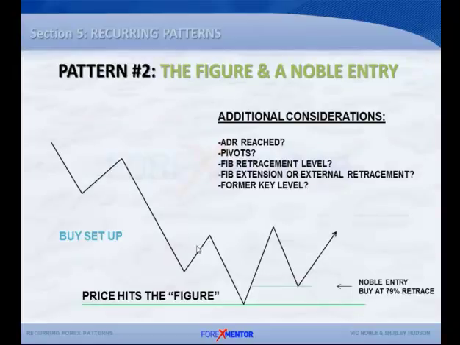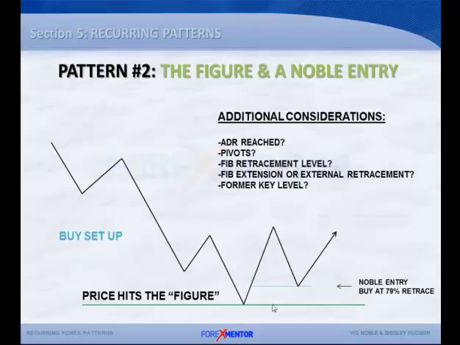Price drops down, hits the figure level, bounces up, and comes back, and this is our noble entry, our 79% retracement buy level with our stop underneath here. Again, watch for these additional considerations. Maybe the ADR has been exceeded to the downside by the time it hits the figure, then it bounces and forms the noble entry. Super good.